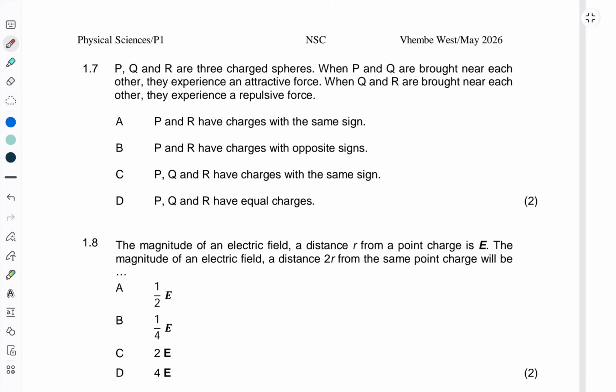There was no specific question here, but this means you have to choose a correct description of what's happening. So, P and R have charges with the same sign. P and R have charges with opposite signs. P, Q, and R have charges with the same sign. P, Q, and R have equal charges. Okay, let's check it out.